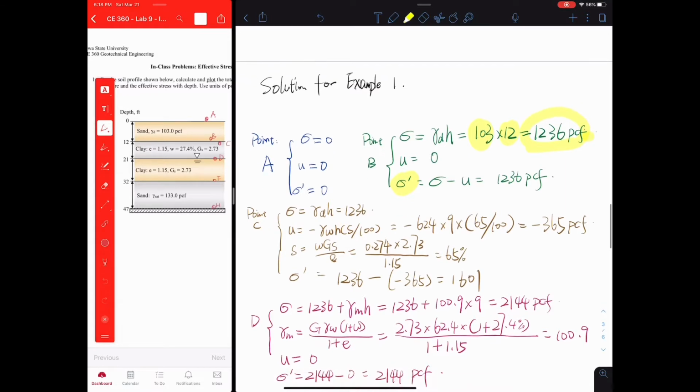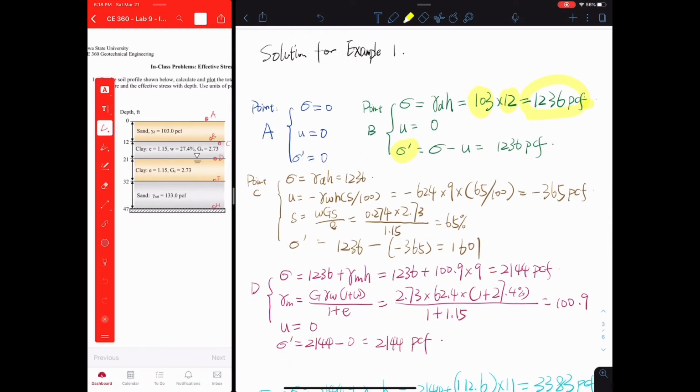Okay? And then next, let's continue and move to the point C. For the point C, let's start with the total stress again. So the point C, because it is just below the sand layer, the total stress should be just the same as the point B. Okay, then let's move to the pore water pressure. The pore water pressure is totally different from point B. Why? Because in the second layer, we have moisture content here. That means this layer is not dry.